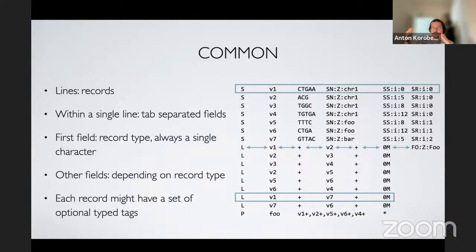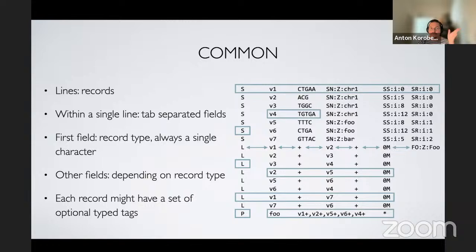So essentially, this is like the tab-separated value format, but the length of each record or each line could be different in terms of the number of fields. The records are typed, so they have a type, and this is the first field. The first field is always the record type, and it's always a single uppercase character. For other fields, their meaning depends on the particular record type, and each record optionally might have a set of optional typed tags, like here.